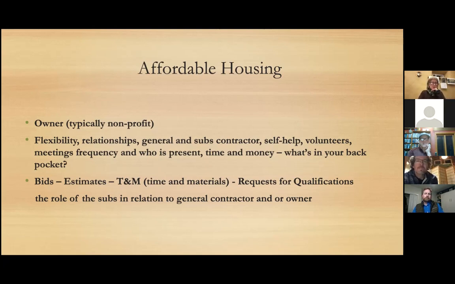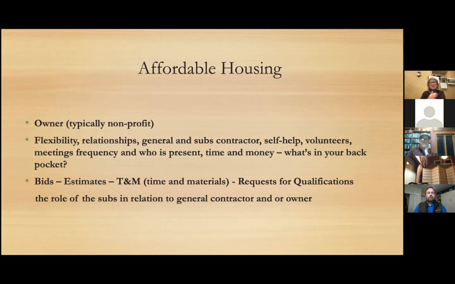At the Lopez Community Land Trust, we've learned over the years that it's best for us to be the owner, the owner's rep, the project manager, the general contractor, and run the self-help and volunteers, because over the years, that's just what we've learned works best for us.